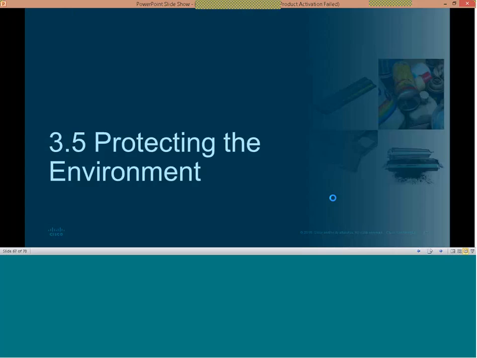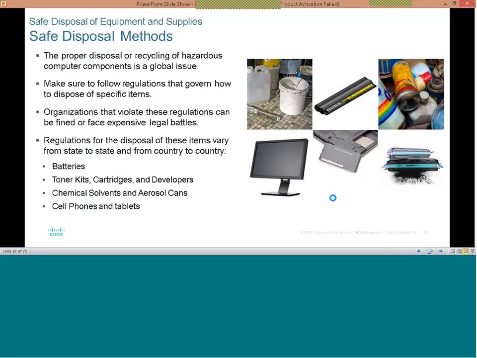So protecting the environment, if after deploying all of this, there's a need that the waste should be appropriately disposed of such that you don't mess up with the environment.